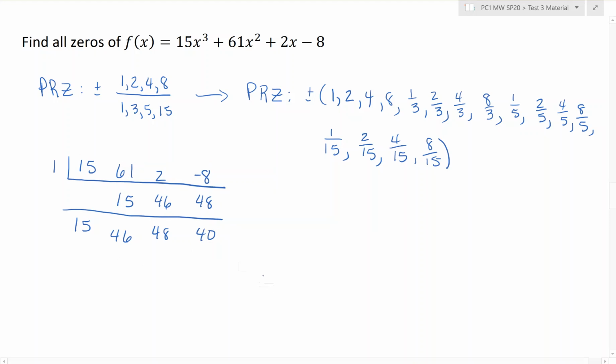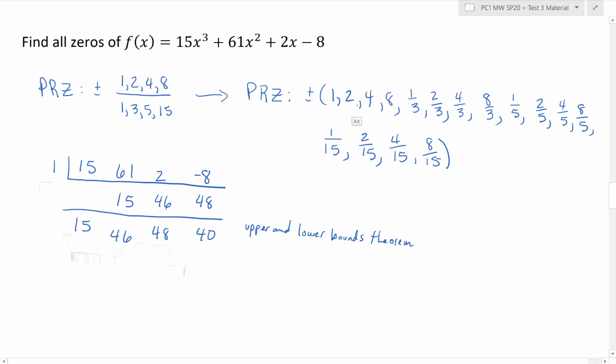I happen to know that 2, 4, and 8 are not zeros either, because of a theorem that we're not going to actually learn. If you want to look it up, it's called the upper and lower bounds theorem. It's not required, but it says that if you put a positive number through the synthetic division table and you have the line that has the quotient and the remainder has only non-negative entries, then this number is an upper bound. You should not test any numbers that are bigger than 1.